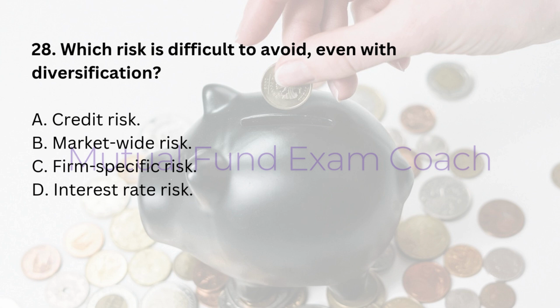28. Which risk is difficult to avoid, even with diversification? A. Credit risk. B. Market-wide risk. C. Firm-specific risk. D. Interest rate risk. Answer: B. Market-wide risk.